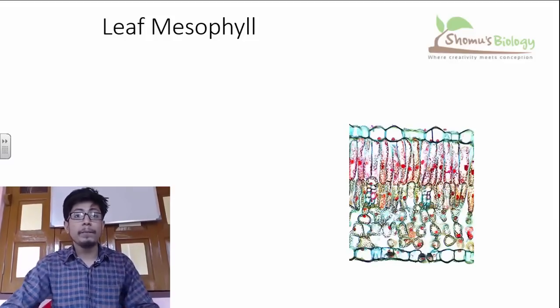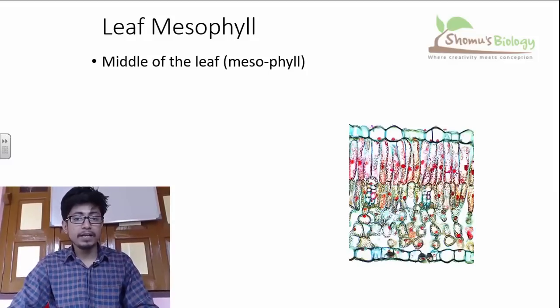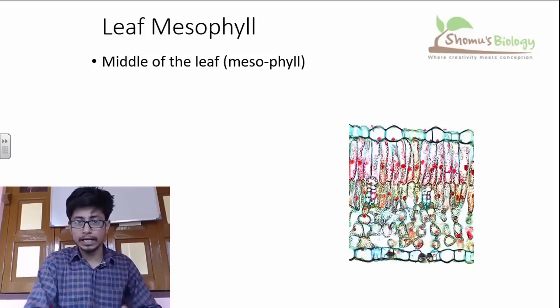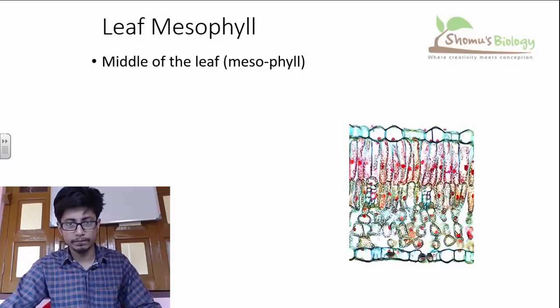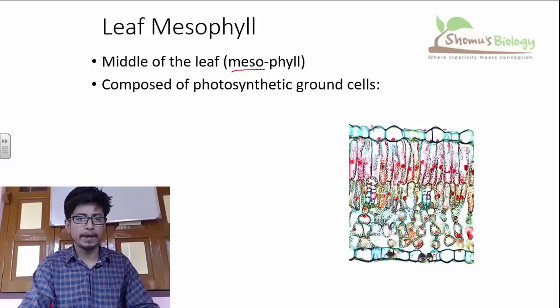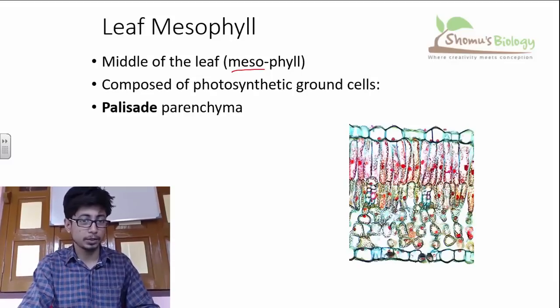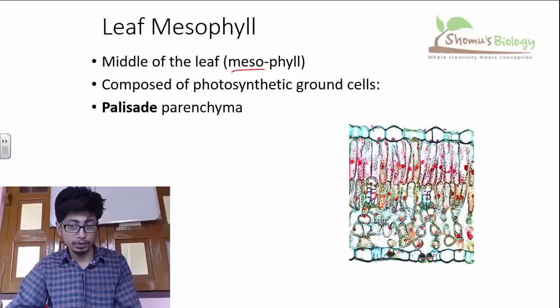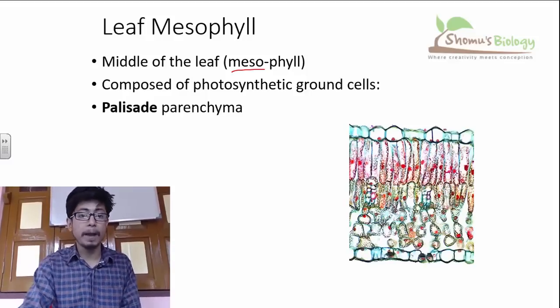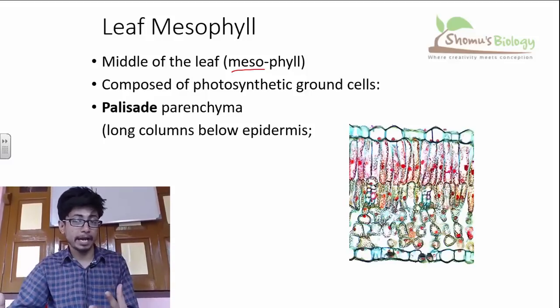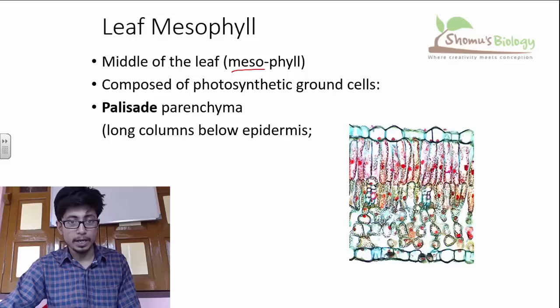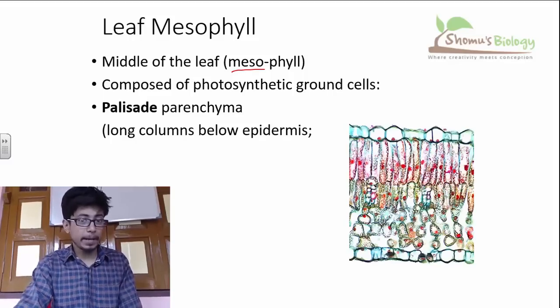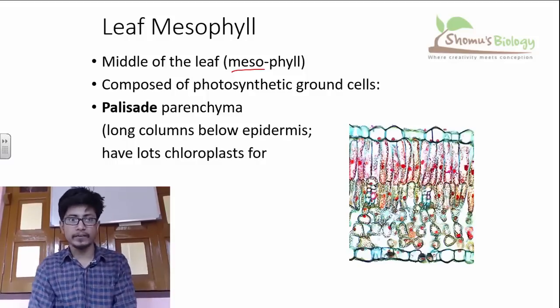If we look at the leaf mesophyll cells, mesophyll is the middle of the leaf. We call it a mesophyll. Meso means the middle. So this is the rest of the part. It is made up of parenchymal tissues as well as ground cells. This is called ground tissue, but it's made up more of parenchyma. Two types of parenchymal cells are found in the leaf mesophyll middle tissue: palisade parenchyma and spongy parenchyma.